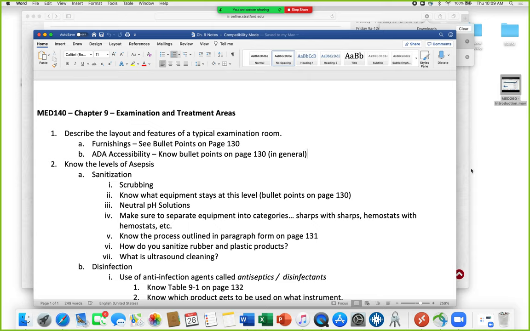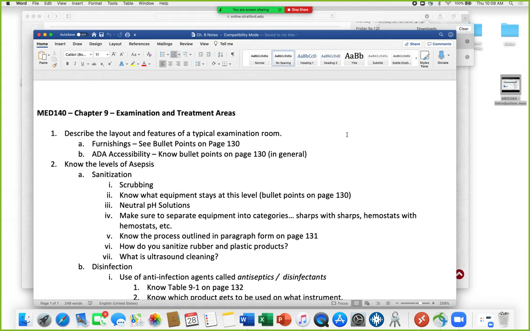ADA accessibility, and I'm not quite sure if these pages are accurate, but you can also look them up in your textbook regarding ADA accessibility. Again, a nice little review from MED 140. Know what ADA is, know the requirements of it all, because that is an important topic, and I highly promote you taking your medical assisting boards or your registry exam. That's a better way to put it.